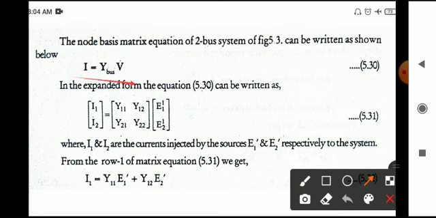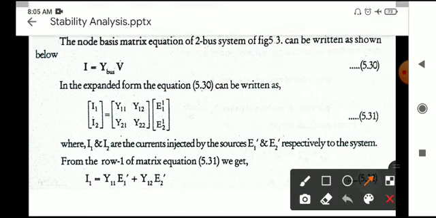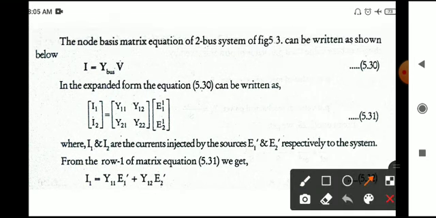We have a matrix equation for a two-bus system, which you may already know. We can represent the two-bus system using the equation I equals Ybus into V, where Ybus is the corresponding admittance matrix. In expanded form, I1, I2 equals the matrix Y11, Y12, Y21, Y22 multiplied by the matrix E1 dash, E2 dash.